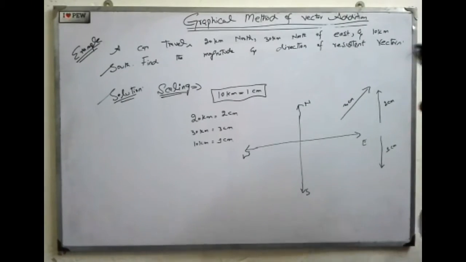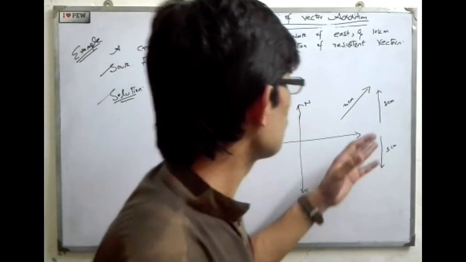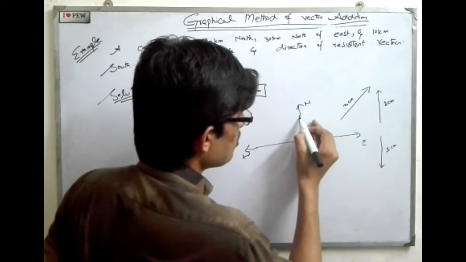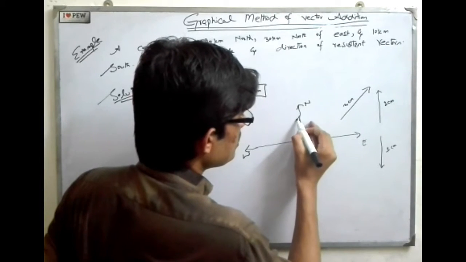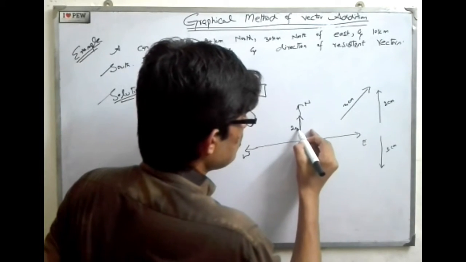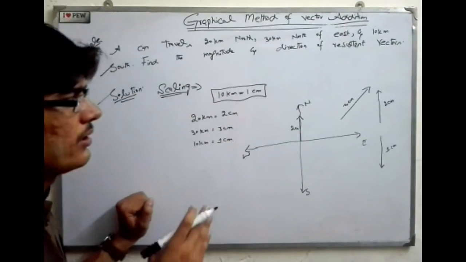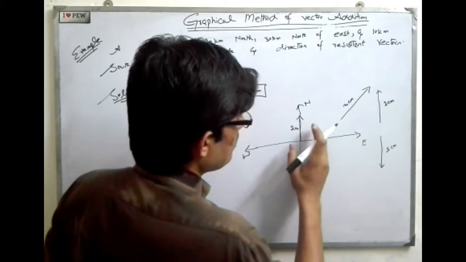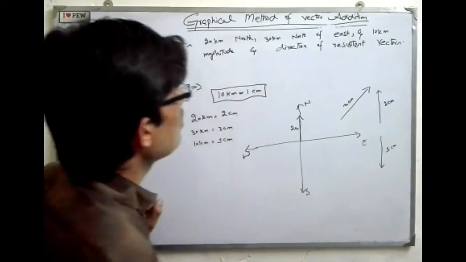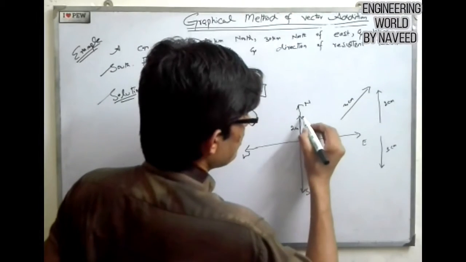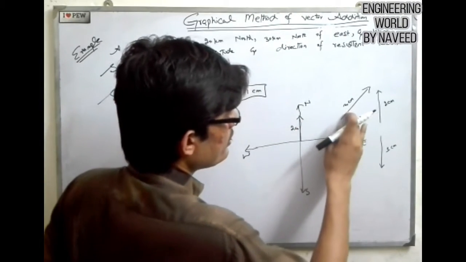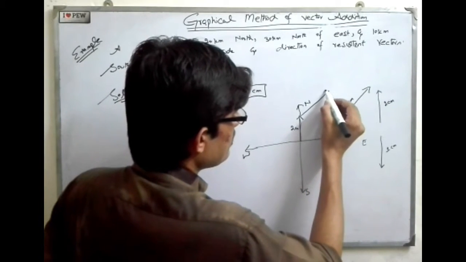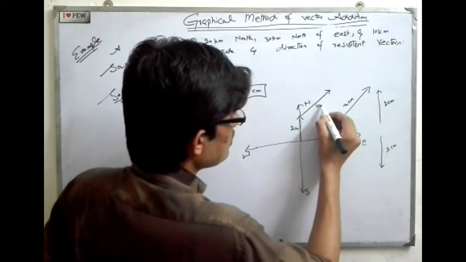So now add all these vectors. I will first draw the 2 centimeter toward north. So this will be my 2 centimeter toward north. Then I will draw the 3 centimeter north of east. I will join the tail of the second vector with the head of the first vector. So this will be this vector, which is 3 centimeter.